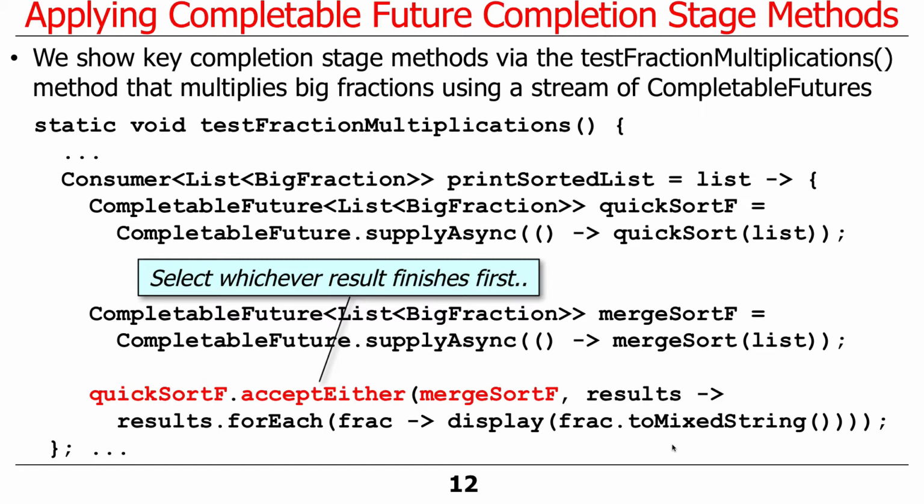So this is basically, these things that are coming back here will be the lists of big fractions that we're then going to go ahead and handle. And notice how we do this.